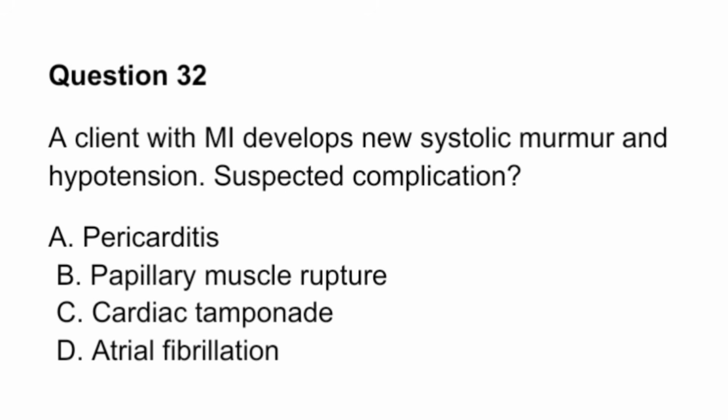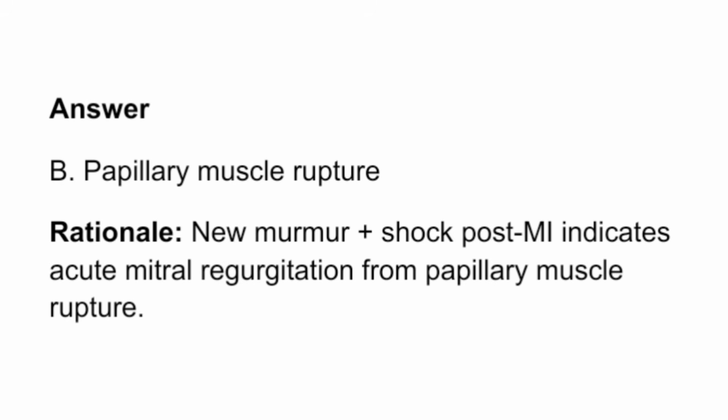Suspected complication: A. Pericarditis. B. Papillary muscle rupture. C. Cardiac tamponade. D. Atrial fibrillation. The answer is B. Papillary muscle rupture. Rationale: new murmur plus shock post-MI indicates acute mitral regurgitation from papillary muscle rupture.